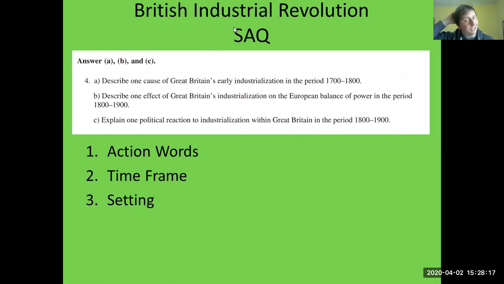For this question, I chose this one because of two things. Number one, action words. This is a good opportunity for us to talk more about action words. We talked about it way back in the beginning of the year, but never a better time than during the review to come back to them. Second reason is time frame. This question shifts time frame from the 1700s to the 1800s. It also shifts setting from inside Britain out to the European sphere and back inside to Britain. So let's take a look at these two things.